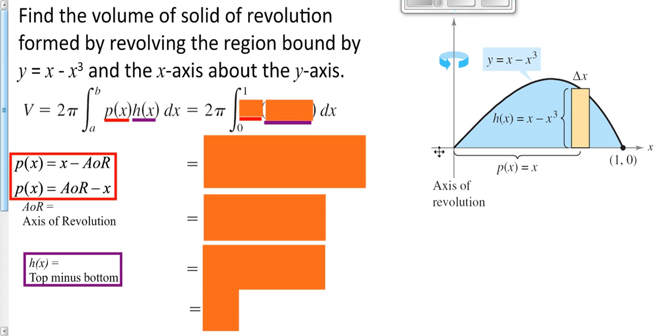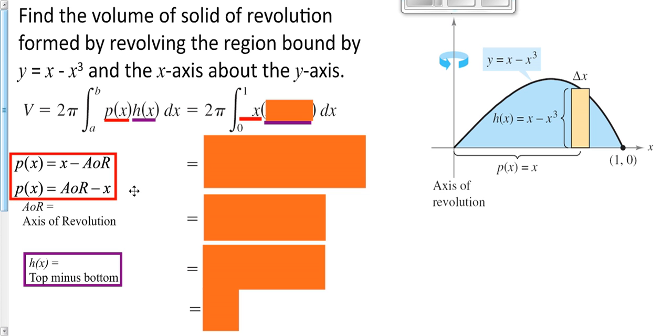Your radius is how far you go left and right. It's how far you are from your axis of revolution. Since our function is over here on the right, it's going to be our x minus our axis of revolution. So it's x minus 0, because this is 0 here for your x. X minus 0, so your radius in this case is just x.